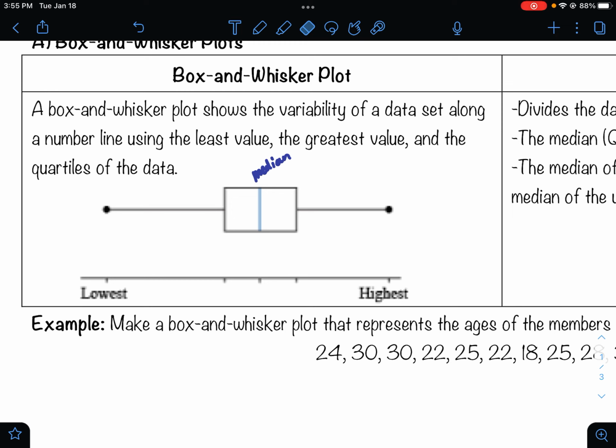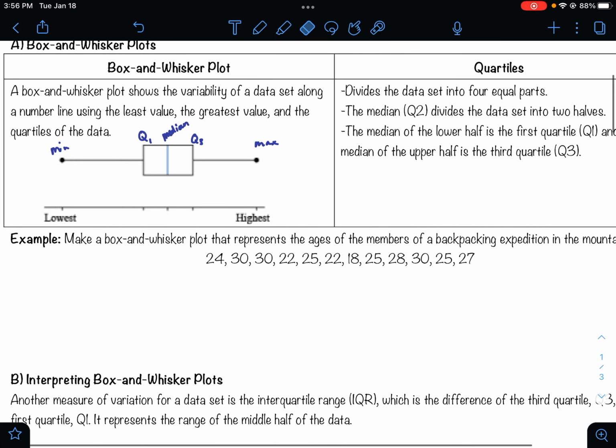The other two lines that make up your box are the left edge, which is called quartile 1, and the right edge of the box, which is called quartile 3. Those are also medians. Once you find the median of all of your data, you can find quartile 1 by simply finding the median of the left half of your data, and quartile 3 is the median of the right half of your data. Again, you'll see this here in a second. And then the whiskers, the dots that go out, will always go out to your minimum number and your maximum number. So let's look at an example.